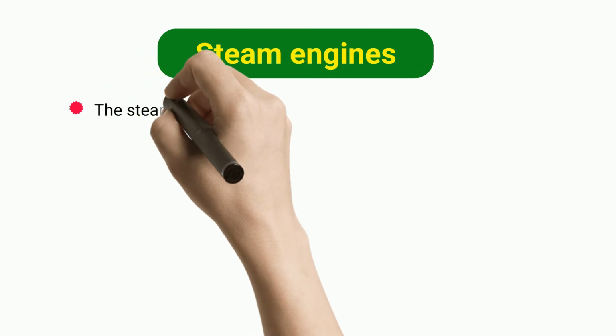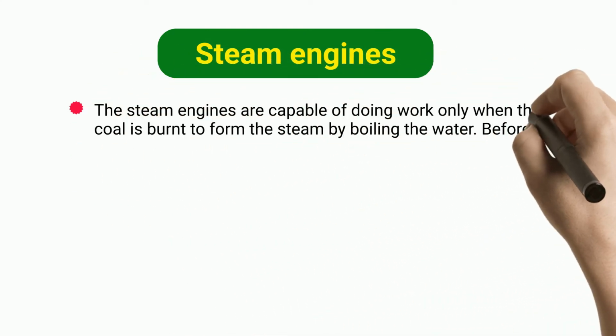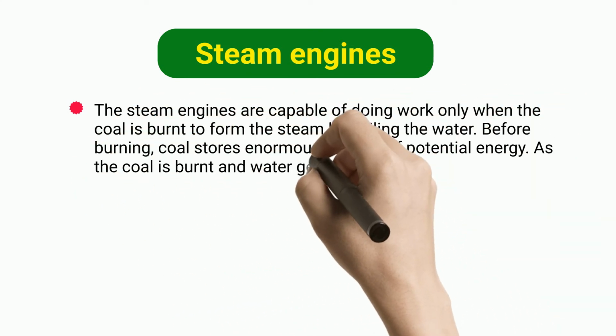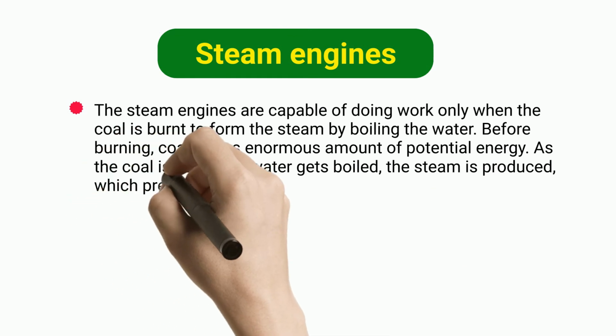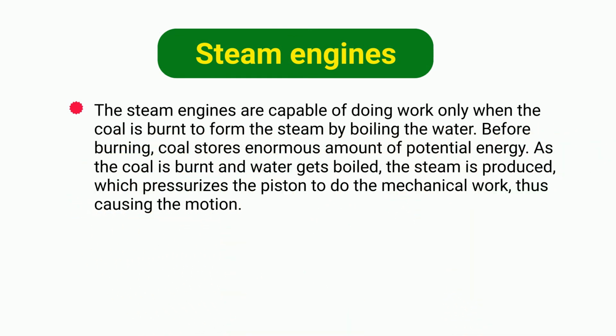Steam engines. The steam engines are capable of doing work only when the coal is burnt to form the steam by boiling the water. Before burning, coal stores enormous amount of potential energy. As the coal is burnt and water gets boiled, the steam is produced, which pressurizes the piston to do the mechanical work, thus causing the motion.